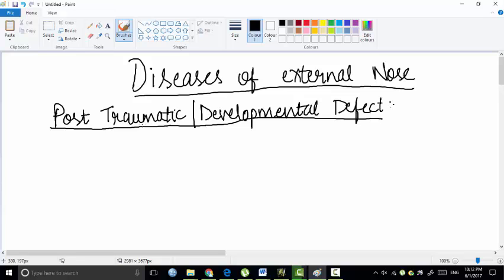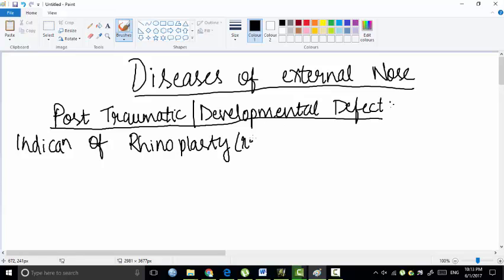So these have 2 major problems. One is cosmetic issue and the other is functional issue. Cosmetic issue, if you see here, so let's see indications of rhinoplasty, because these post-traumatic or developmental defects necessarily involve rhinoplasty. What is rhinoplasty? Rhinoplasty is reconstruction of the nose.